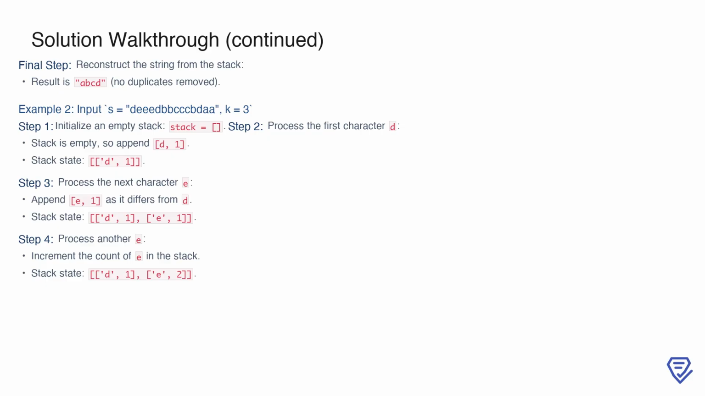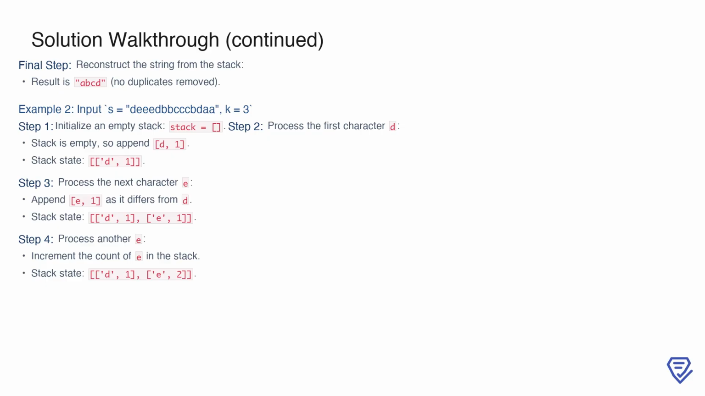Now, we reconstruct the string from the stack. Each character in the stack is repeated according to its count, which results in the original string ABCD. Since no adjacent duplicates of size k were found, the string remains unchanged.